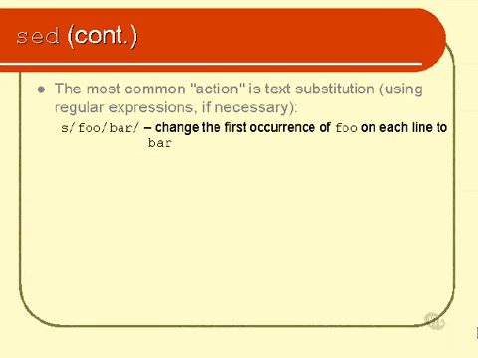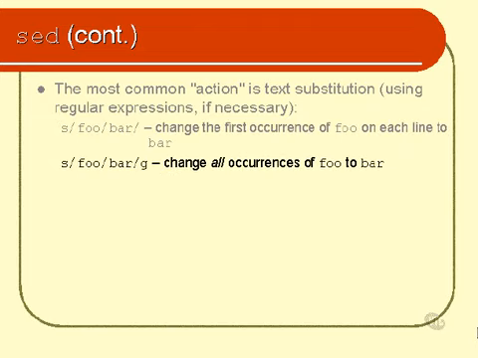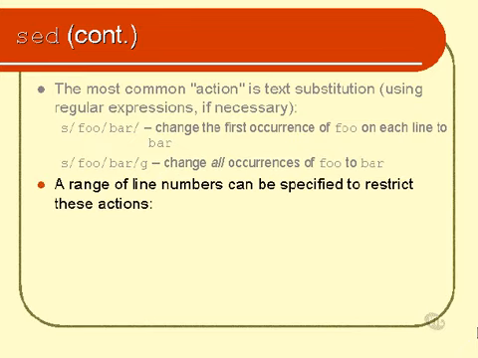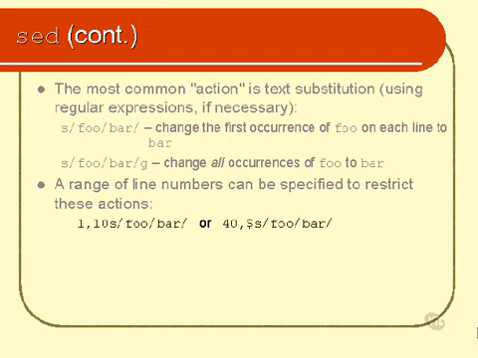So that's a simple text substitution, s for substitute, and if you put a g after the end of the second slash there, then it will actually change all the occurrences on each line from foo to bar, otherwise it will only change the first one. It's possible to specify a range of line numbers to restrict the actions of the substitute or any action that you're specifying. You can say, well, I only want to perform the action on 1,10. You see the 1,10 there? That means on lines 1 to 10, they're the only lines that I wish to perform that substitute on.